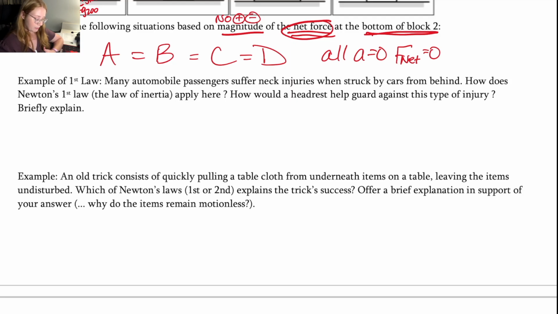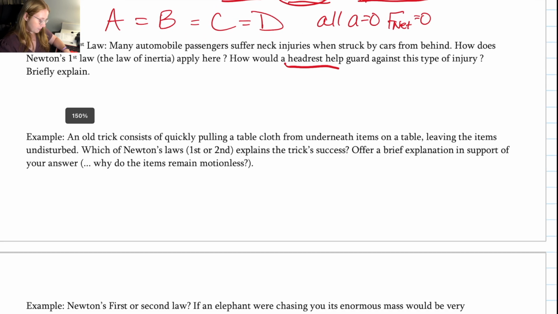So you're going to continue to move forward. But that change, you're going to go from going 75 miles forward to going backwards, and that intense change in acceleration does cause whiplash a lot of times. It says, how would a headrest help against this type of injury? The headrest will just prevent that full change in acceleration from happening. And so you don't experience all the change in motion, and it helps lower the injuries. So just to counteract some of the force.